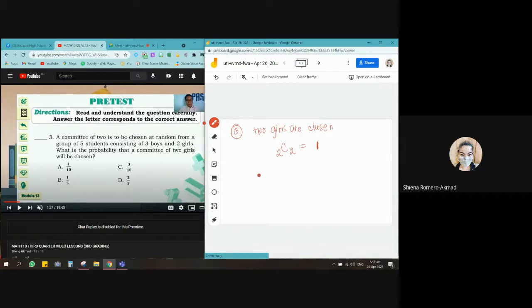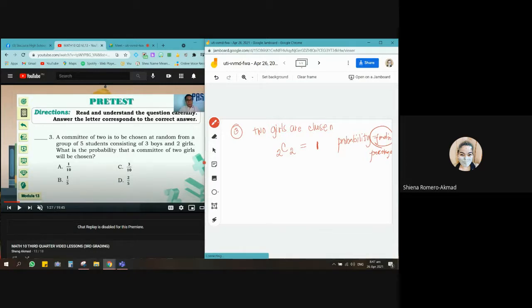Since we're looking for the probability, it's a fraction. When probability is asked, it's either a fraction or a percentage. Okay? This time, we have to use a fraction because, as you can see in our choices, fractions are the representation of the answers. So what will we do?